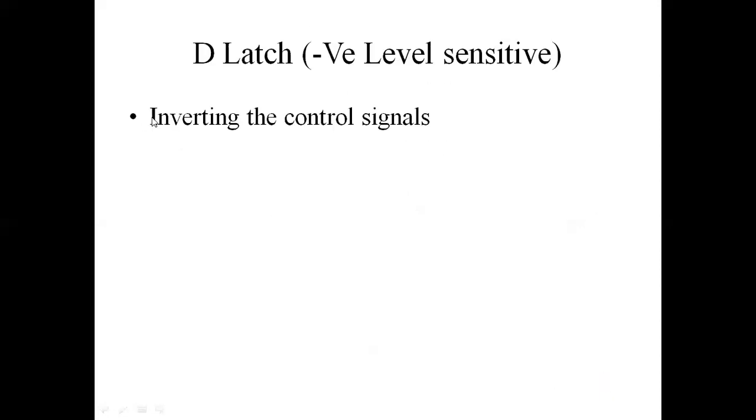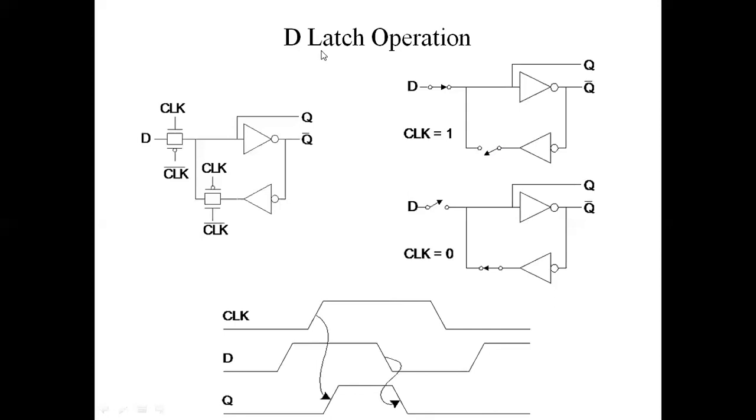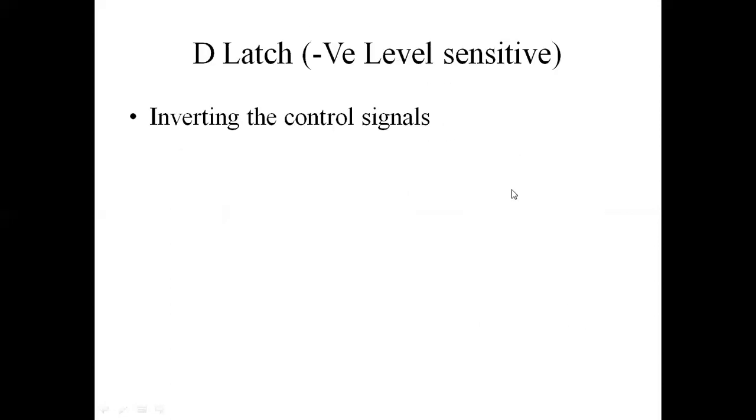Now how to implement the negative level sensitive D latch? Just invert the controlling signal. Means apply here the clock bar and the clock. Here clock bar and the clock. So we are getting the negative level sensitive D latch.